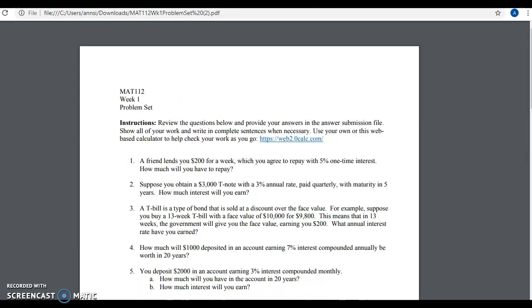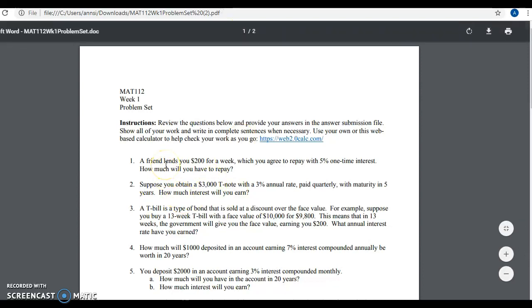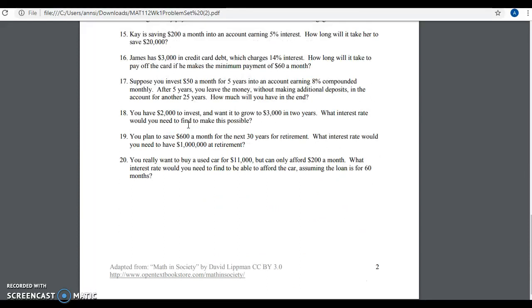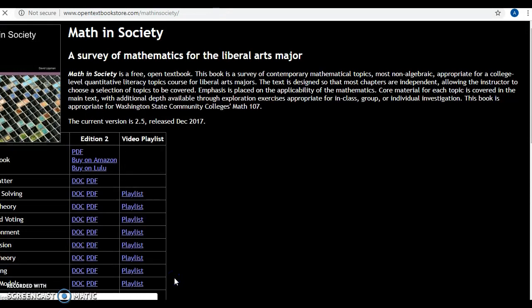If you go into that particular problem set, week one problem set, review the questions below and provide your answers in the answer submission file. Show all of your work. One thing I do want you to note is you see down here "adapted from Math in Society, open textbook." So if you actually click on that link, it'll bring you to where this online textbook is coming from.